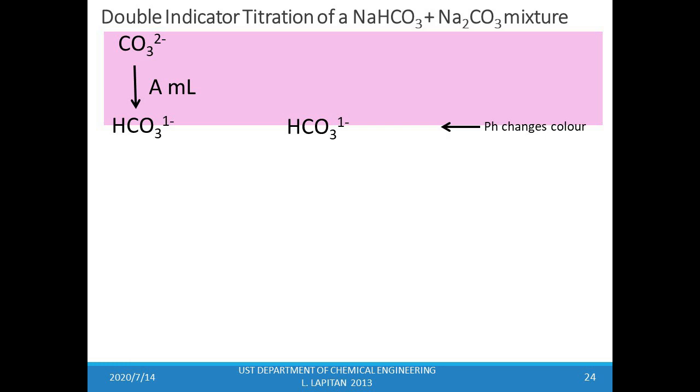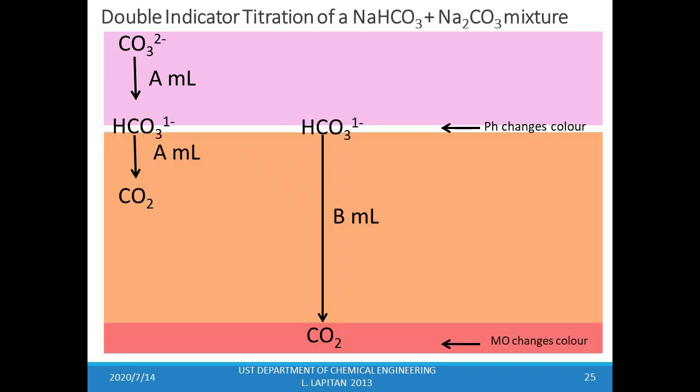The half neutralization of carbonate to bicarbonate ions will require a certain volume of the acid, let's say A mL. When sodium carbonate is converted to sodium bicarbonate, the solution is weakly basic due to the presence of the bicarbonate ions. Again, the phenolphthalein changes color since it requires this weakly basic solution to change its color. At this point, remember that the solution contains two sources of bicarbonate ions. The first source came from the half neutralization of carbonate, and the second source is the bicarbonate from the sample. Obviously, this bicarbonate species will require different volumes of the titrant, as we shall see in the succeeding slide.